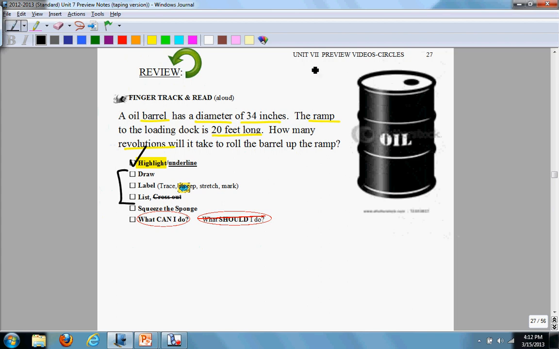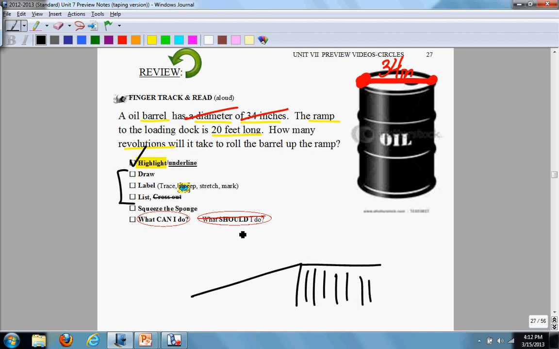We have an oil barrel here, and the diameter is 34 inches. There's our oil barrel, and our diameter is going to be 34 inches. We're going to cross stuff out as we account for it. The ramp, so we have a ramp up to a loading dock. So here's our ramp, here's our loading dock. And that ramp is going to be 20 feet long.